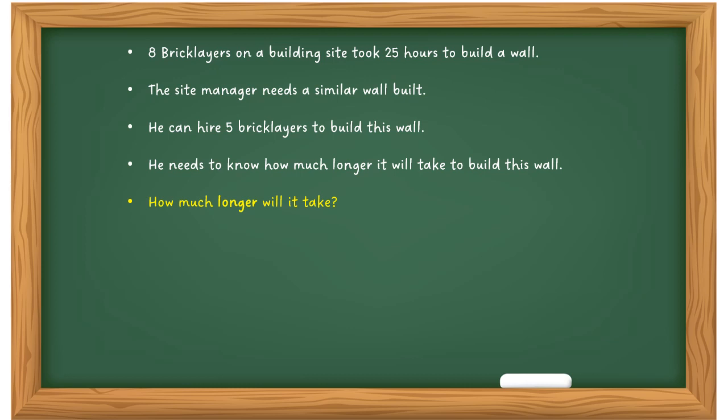So how did you do? Well, you can see 8 times 25 is 200 hours. It would take one man to do the wall. You take the 200, you divide it by the 5 people that you can hire, and you can see that would take 40 hours. All right, so if it originally took you 25 hours, and it's now going to take you 40 hours with 3 less bricklayers, you can see that 40 minus 25 means that it would take you 15 hours longer to build a similar wall.